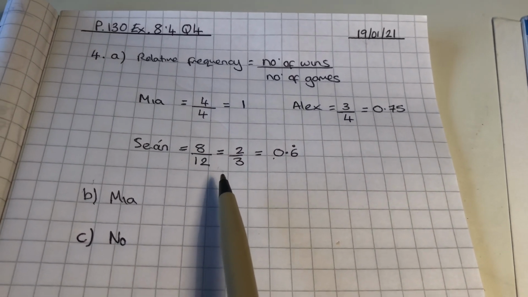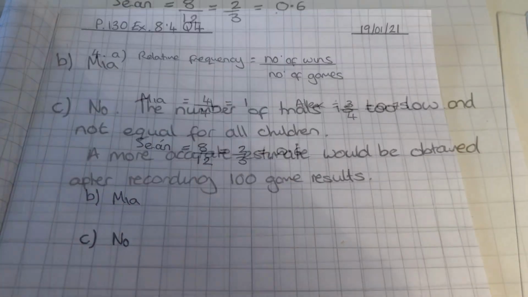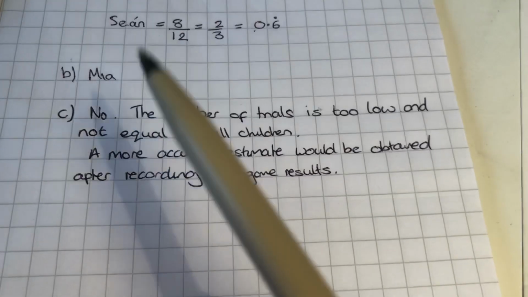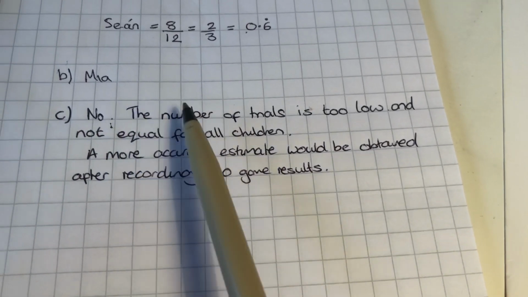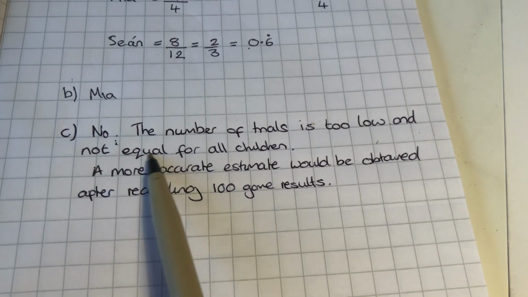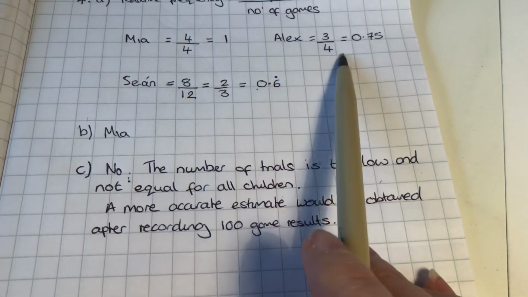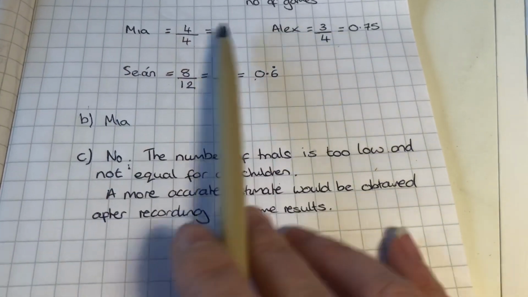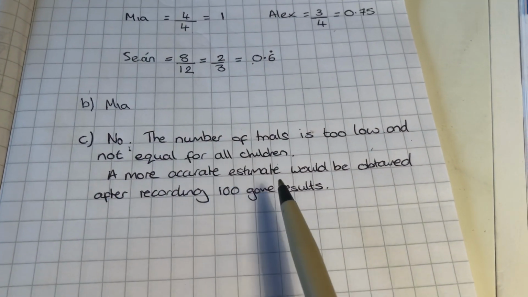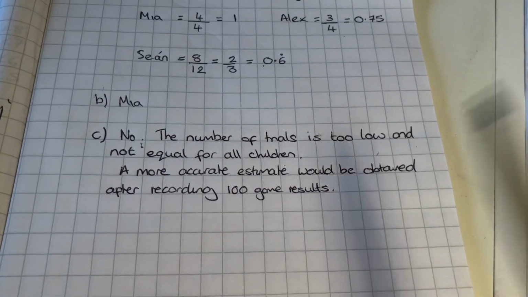We'd have to look at much more of their results to have a really good understanding of how good they are. We might write that down like this. No, the number of trials is too low and not equal for all children. So they need to be fair and have the same number of matches looked at. A more accurate estimate would be obtained after recording 100, for example, game results.